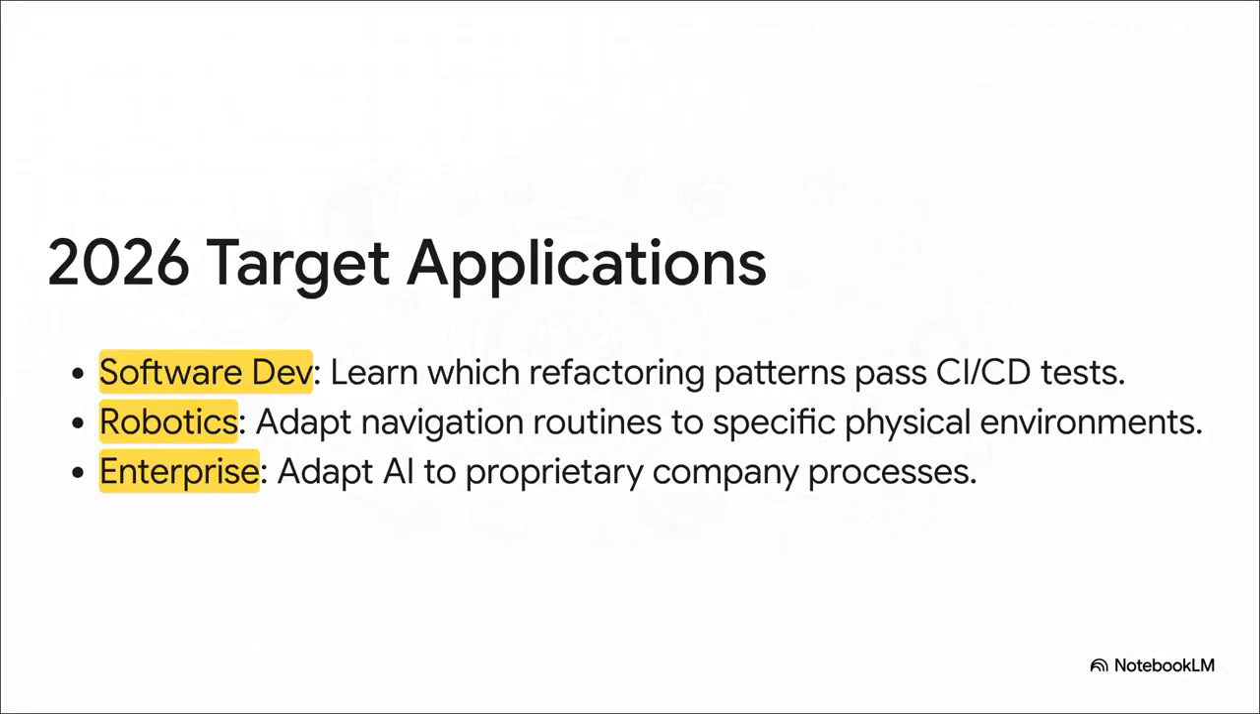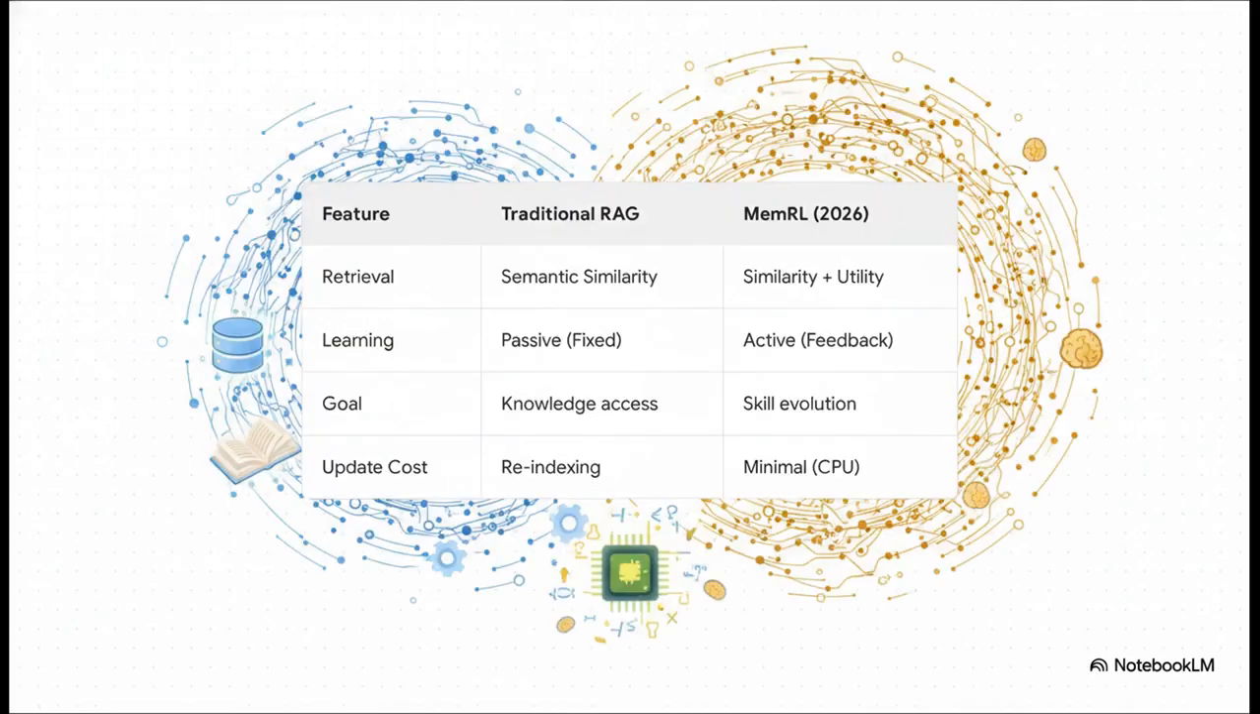And you can immediately see how this applies to the real world. Think about a coding assistant that actually learns your team's specific coding style and which refactoring patterns always pass your unique test suite. Or a logistics robot that learns the actual messy reality of the warehouse floor instead of just relying on a perfect blueprint. The possibilities are huge. So, to sum it all up, this table says it all.